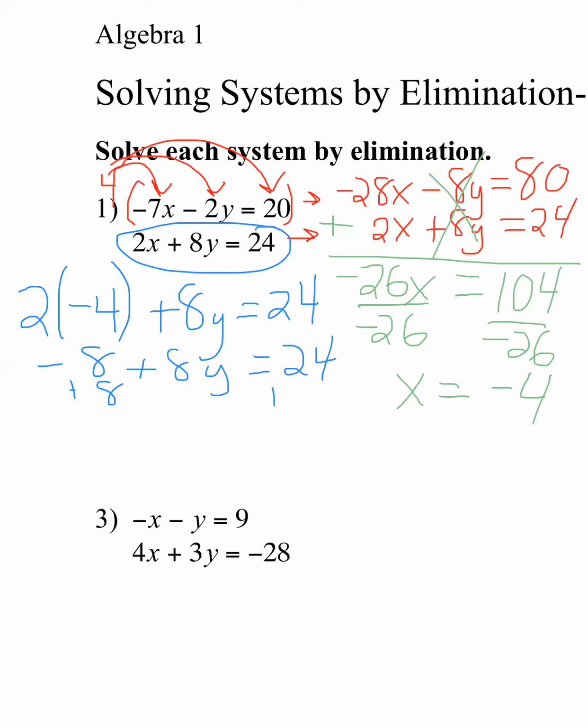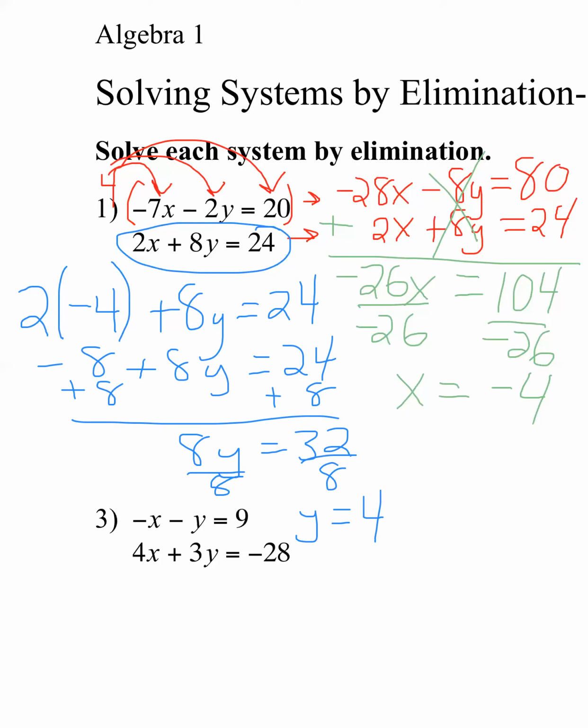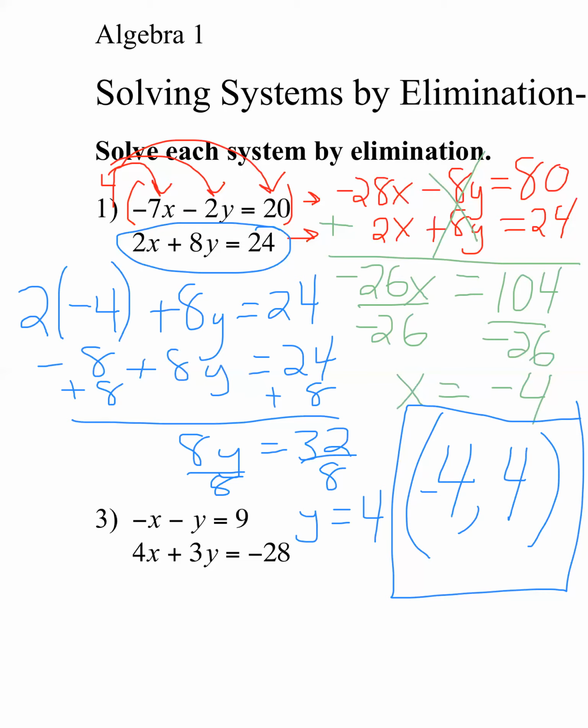Add that 8. 24 and 8 is going to get me 32. Divide by 8. Y is 4. So just like with my other systems, negative 4, comma, positive 4. You always give your answer as an ordered pair, x, comma, y.